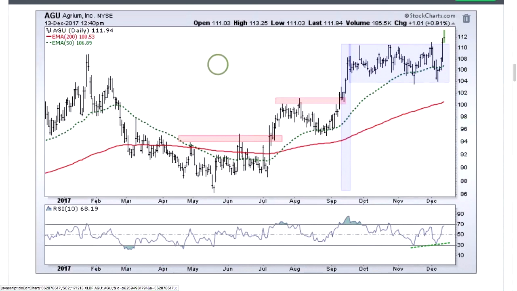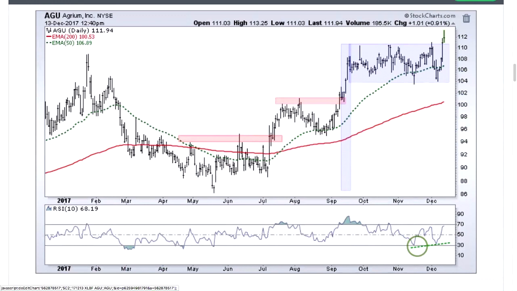So these next two come from the potash group. That would be Agrium, AGU. That looks like a big surge and a flat flag and a breakout. So this one looks like it wants to move higher.